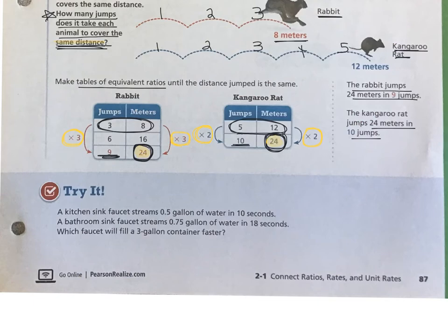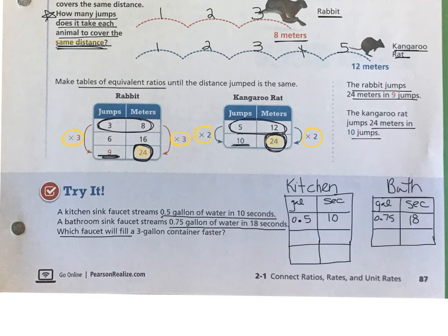Now let's complete the triad. A kitchen sink faucet streams ½ gallon of water in 10 seconds. So there's a ratio. The bathroom sink faucet streams 7/500 gallon of water in 18 seconds. Let's make a table of those two ratios. Now the question here is, which faucet will fill a 3-gallon container faster? So what we're looking for here is to get ratios that for both the kitchen and the bath have a 3 in the gallons. And then we're going to compare the number of seconds.